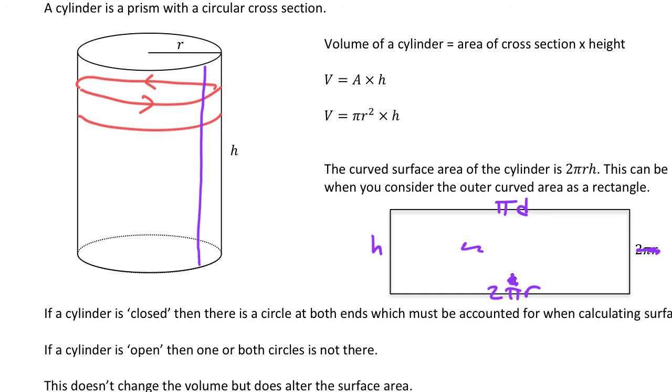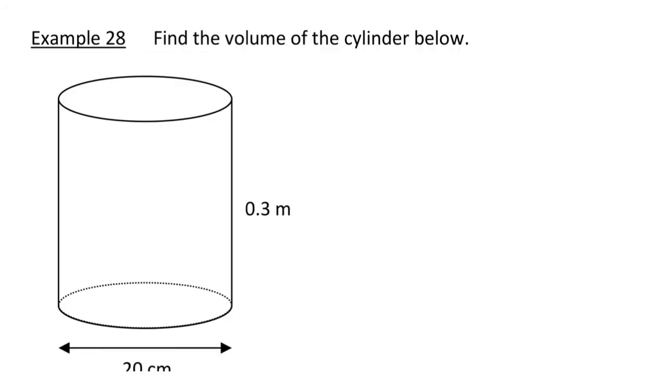If a cylinder is closed, we consider it to have a circle at both ends. If it's open, then either one or both of the end circles would not be there. It doesn't change the volume, but it does alter the surface area. So the curved surface area of a cylinder is 2 pi rh, coming from the area of this rectangle. So example 28, find the volume of the cylinder below.